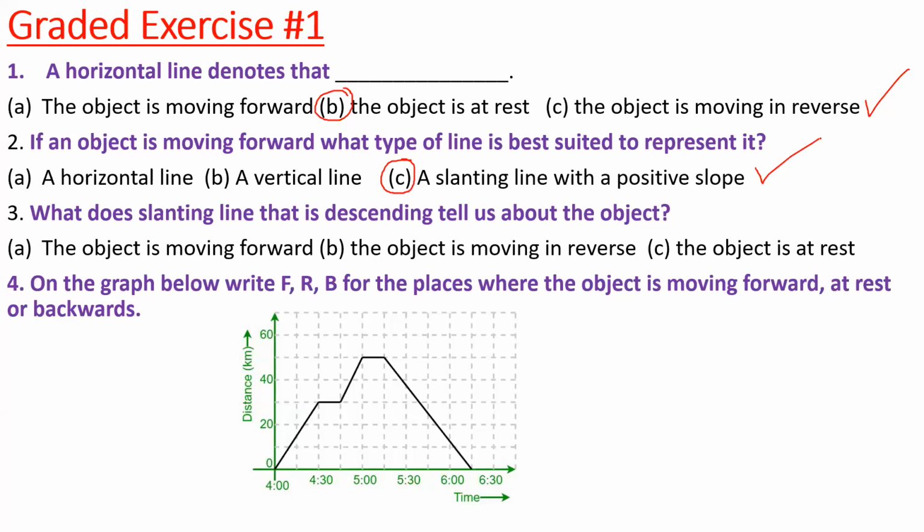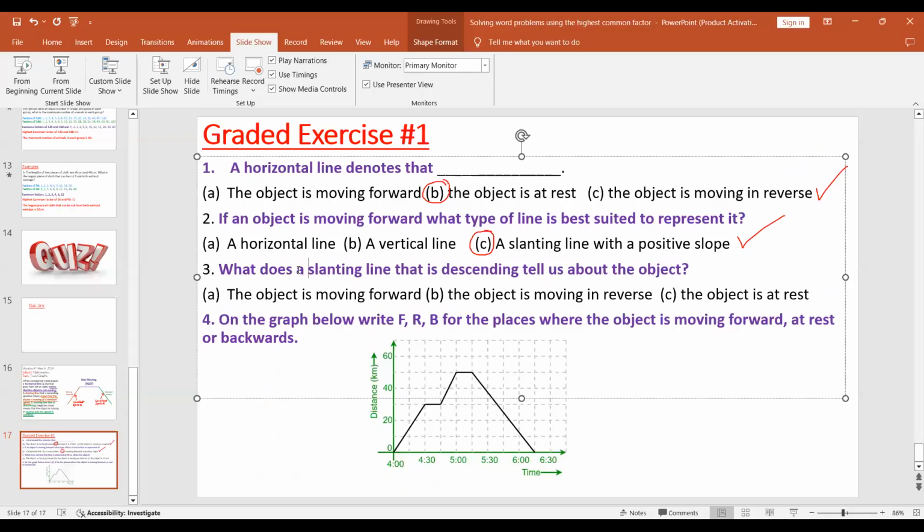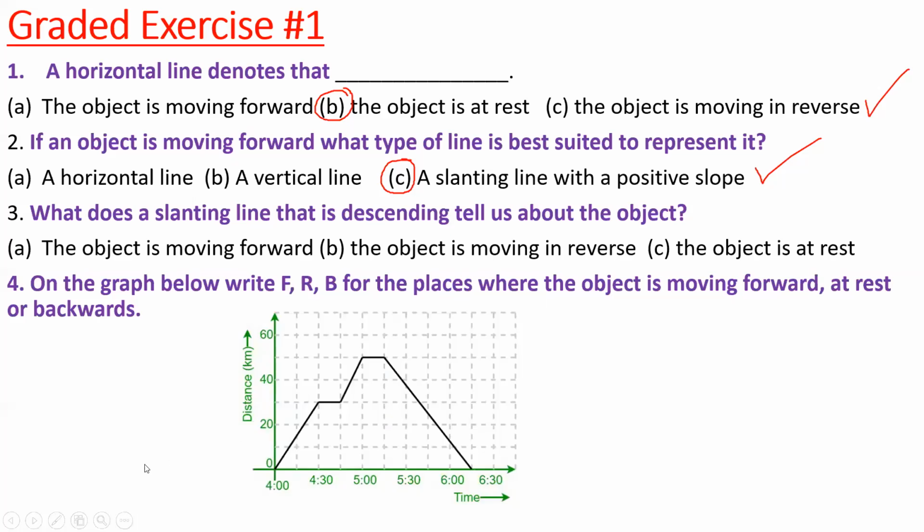Good. And then number three: what does a slanting line that is descending tell us about the object? B. The object is moving in reverse. Very good. Anyone else got that? The object is moving in reverse. Good. Very good.